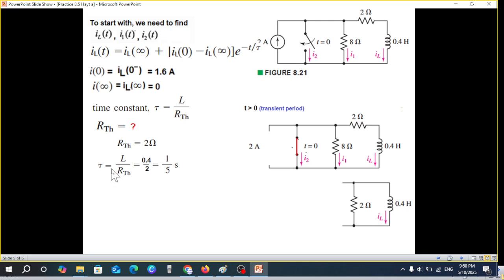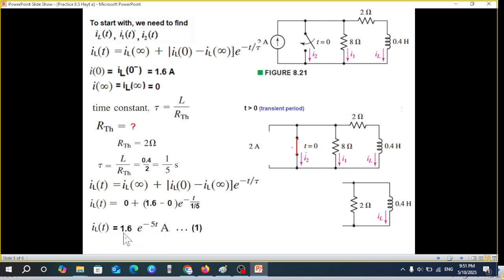And now we'll find tau, which is L over R Thevenin. L from here is 0.4 Henry divided by 2. It's 1 over 5 second, that is the tau. And now we are ready to plug in all the values. So in this equation, we plug in all the values: IL infinity is 0, IL0 is 1.6, e raised to the power minus t over tau. And this can further be simplified, and the answer will be 1.6 e raised to the power minus 5t ampere. So we have found one of the currents in terms of t.